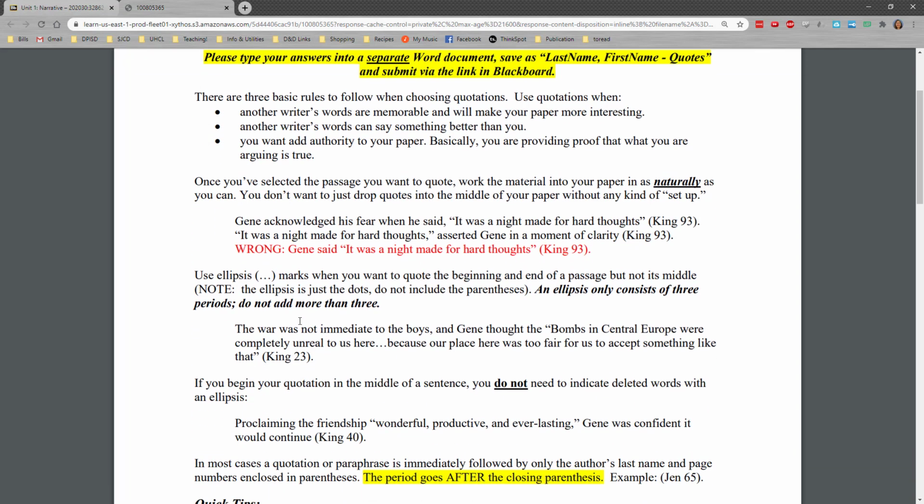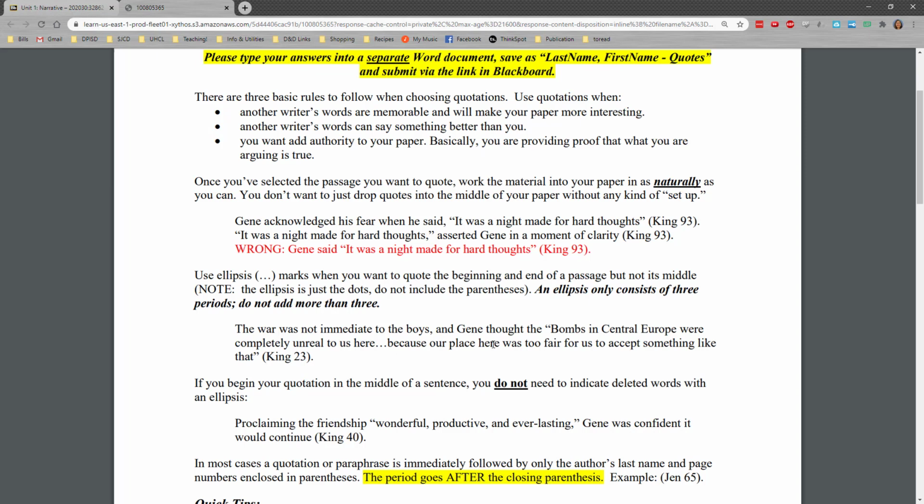Please ignore them. When using a quote, you also only use ellipses, the 3 dots, when you take something out of the middle. You don't use it at the beginning of a passage, and you don't use it at the end of a passage, only in the middle. An ellipsis is only 3 periods. Do not put period, period, period, period, period, period, period. That doesn't work and it's unnecessary.